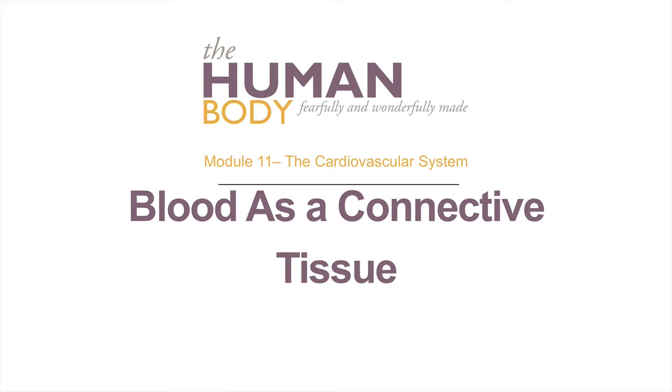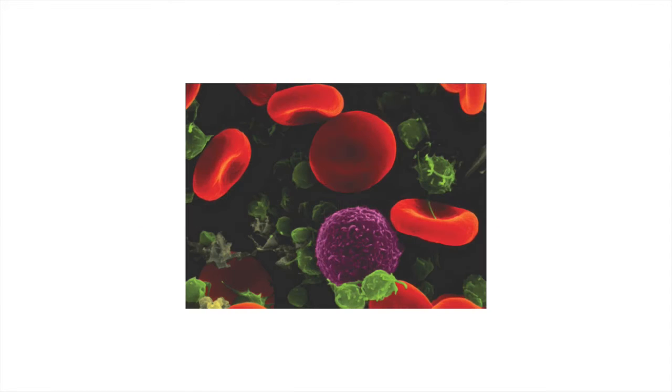Module 11, the cardiovascular system. Blood as a connective tissue. It is strange to think of blood as connective tissue, but it is made of cells with an extracellular matrix of plasma. It also has protein fibers. You just don't always see them. That's because they are only activated when the blood needs to clot. These features all meet the criteria for connective tissue.